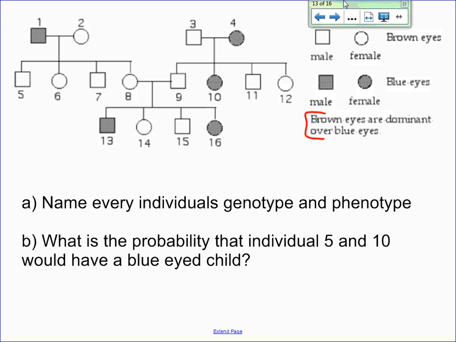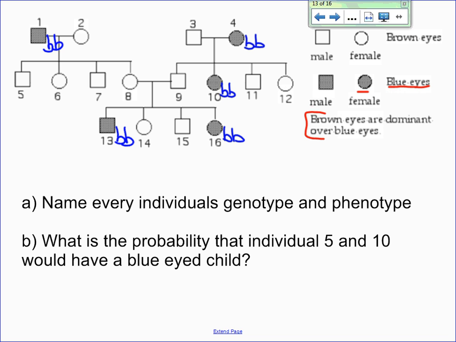So the first thing we can do is find the blue eyes, which are the shaded ones in this case. Since blue eyes are recessive, the first thing we should do is fill in every shaded one with little b little b. We know that right off the bat. The only way to get blue eyes is to be little b little b. Now, how does this help us?